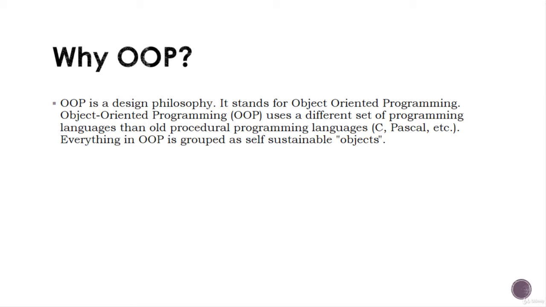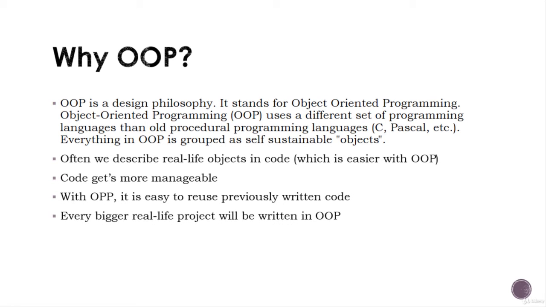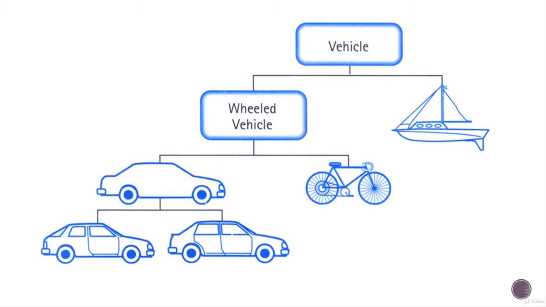Everything in object-oriented programming is grouped as self-sufficient objects, which is why we use object-oriented programming. If you describe your code in real life terms, object-oriented programming is easier to use. Your code becomes more manageable with the help of object-oriented programming. It is easy to reuse your previously written code. Every bigger real-life project will be written in object-oriented programming.